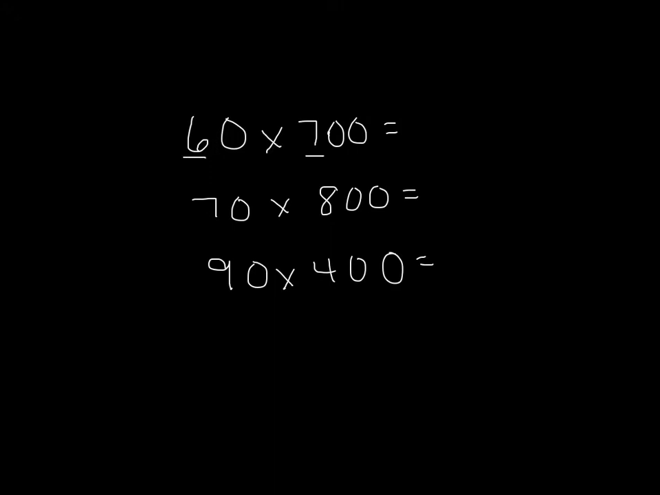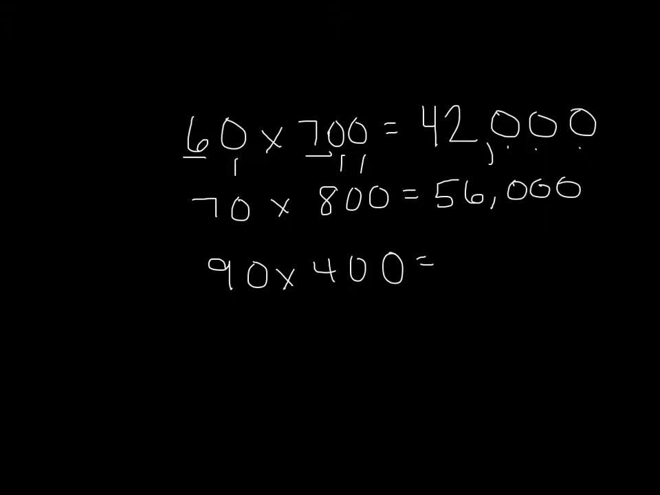Our basic fact here is 6 times 7. 6 times 7 is 42. Then in the factors we have 1, 2, 3 zeros. We add our 3 zeros to our product, count back 1, 2, 3, and put in our comma. So our answer is 42,000. On the next one, our answer is 56,000. And then we have 36,000. Please erase your board, set those aside so we're ready for our math lesson.